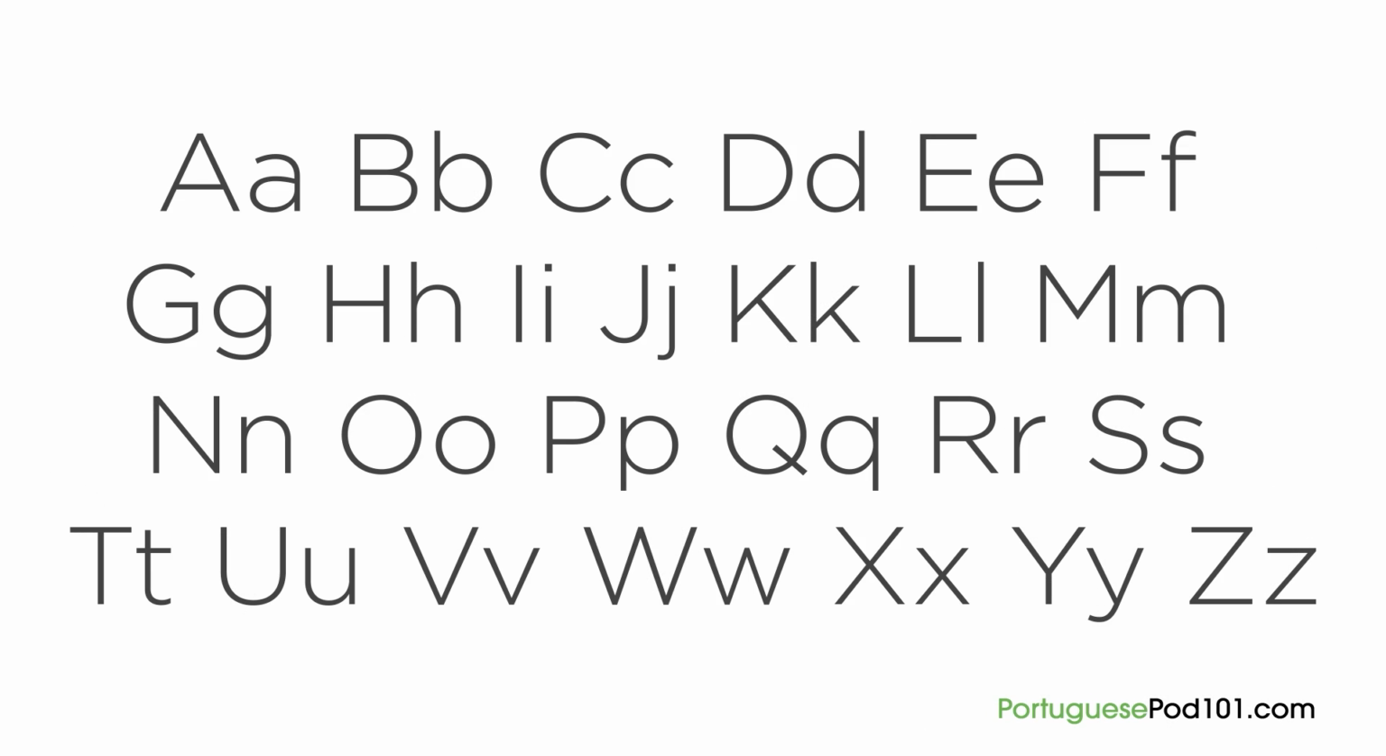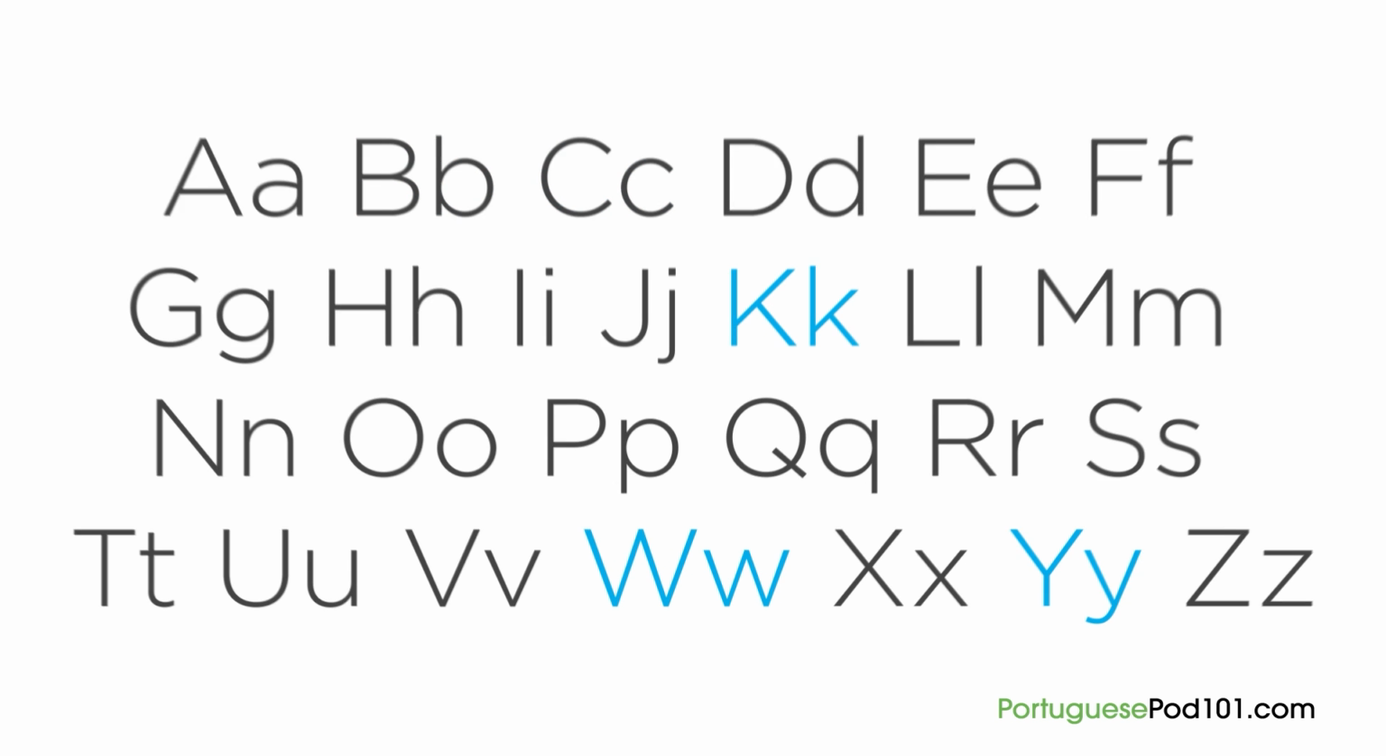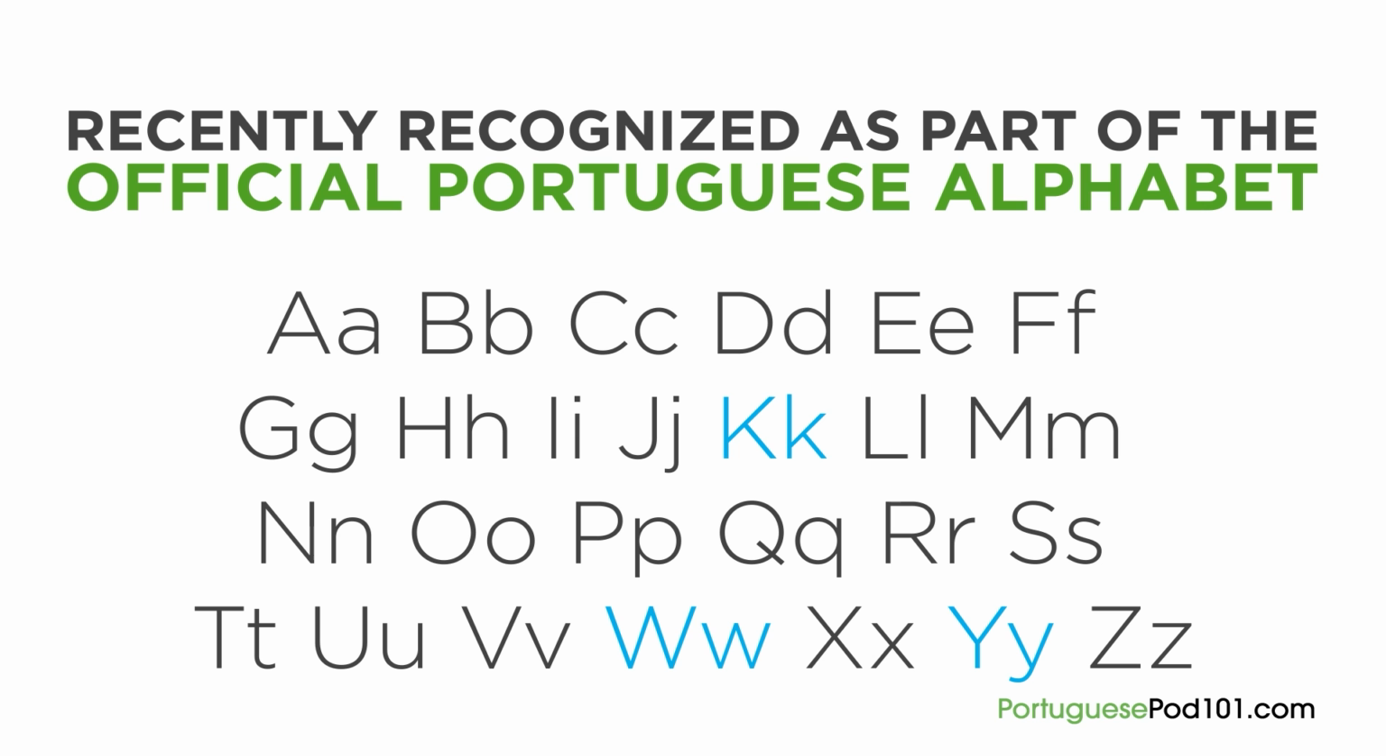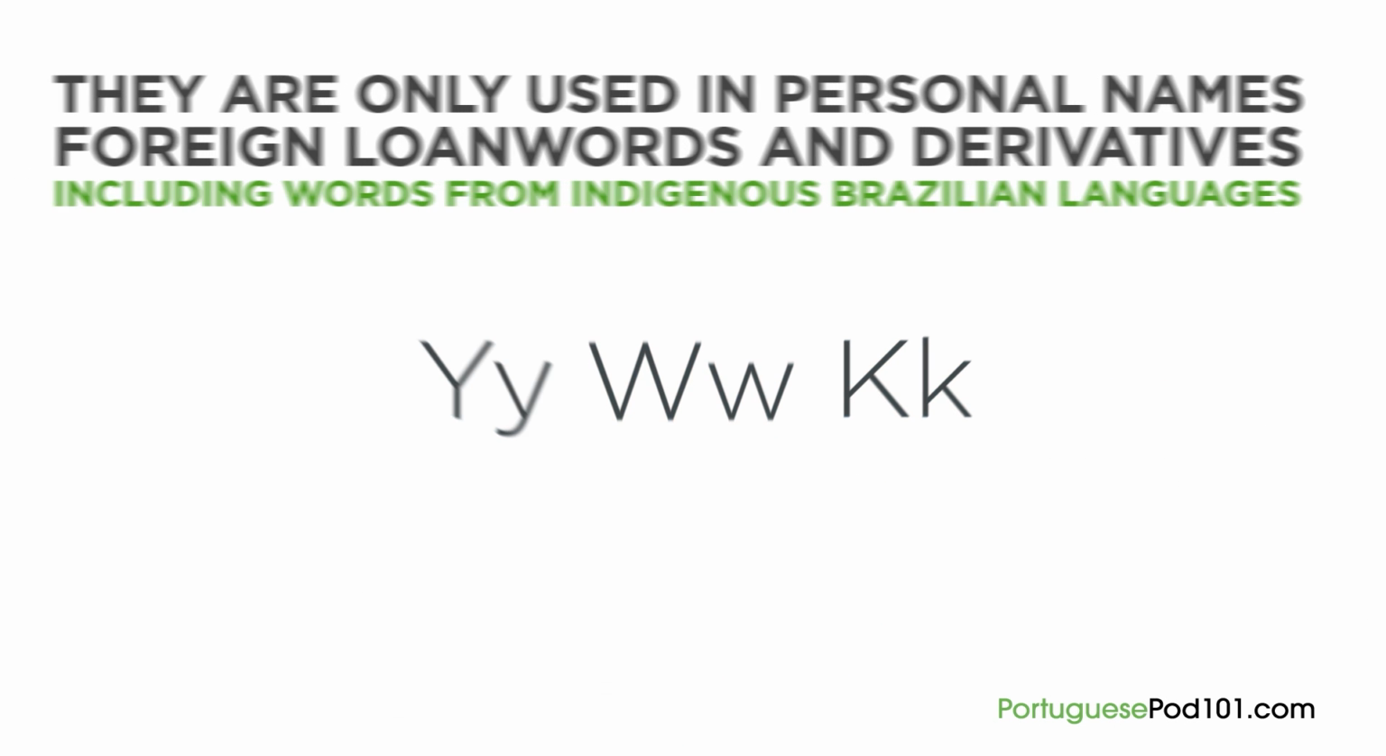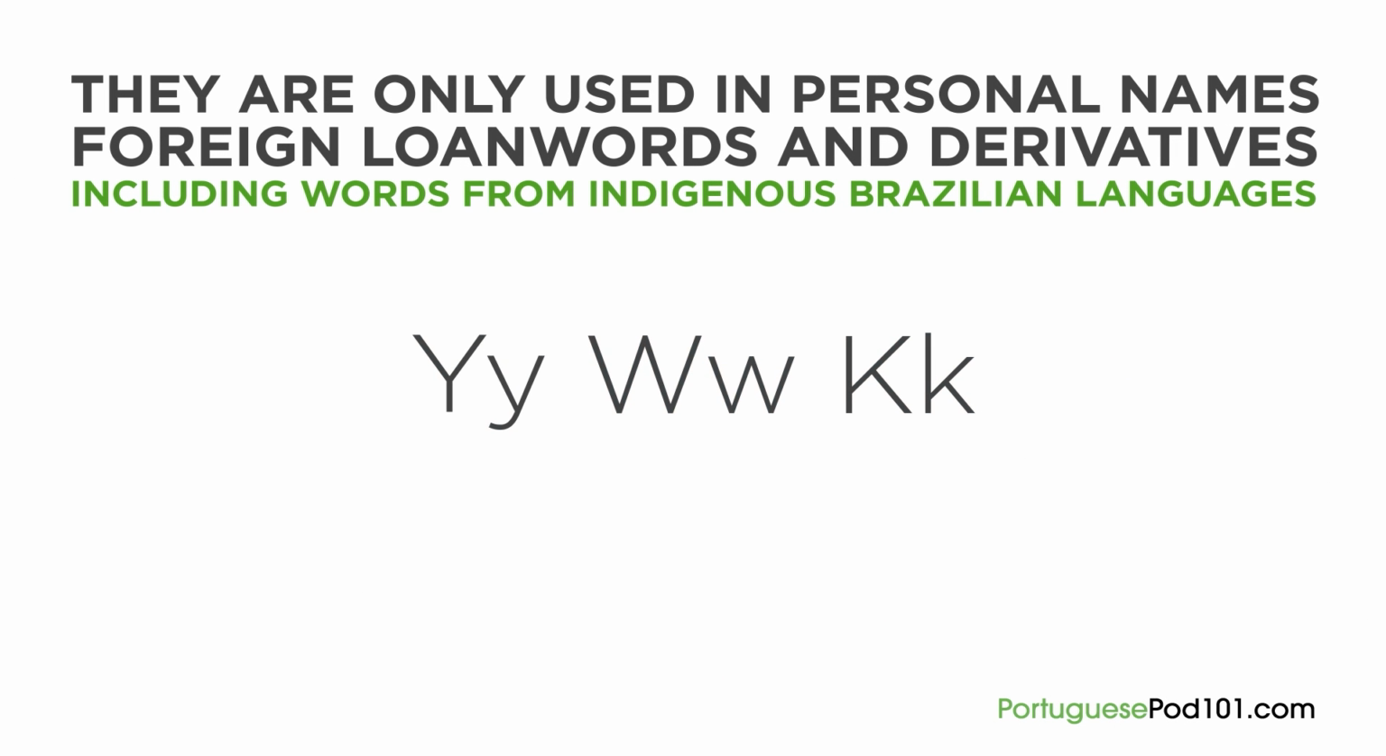Portuguese uses the exact same alphabet as English, comprised of 26 letters. Let's listen to the names of the letters in Portuguese. A, B, C. The letters K, W, and Y were recently recognized as part of the official Portuguese alphabet. They are only used in personal names, foreign loanwords, and derivatives, including words from indigenous Brazilian languages.